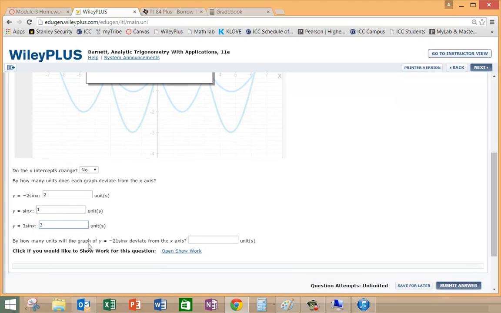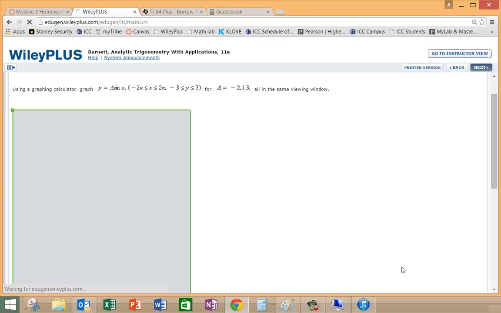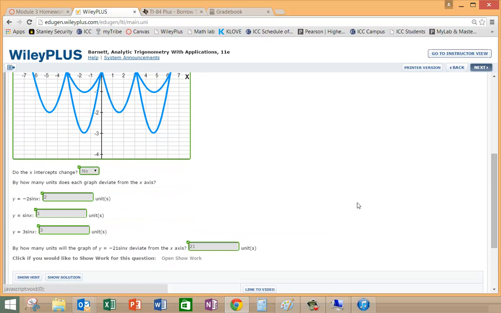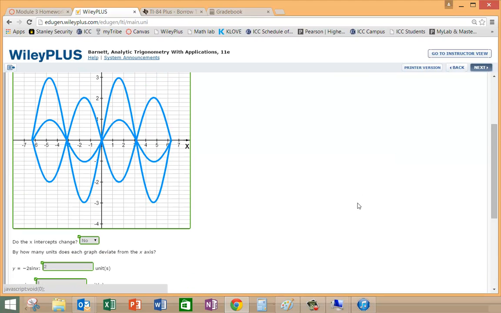So by how many units would y equal negative 21 sine x deviate? 21 units. And we submit. And there, finally it shows my answer. Okay, so that's how you do that one.